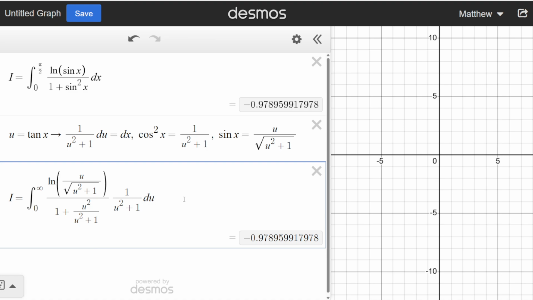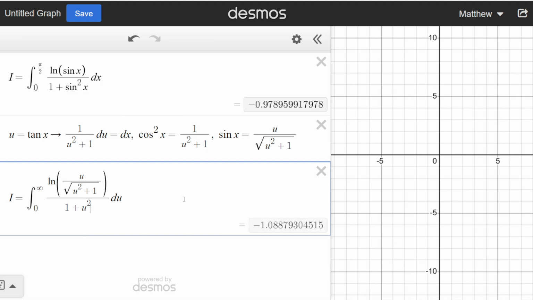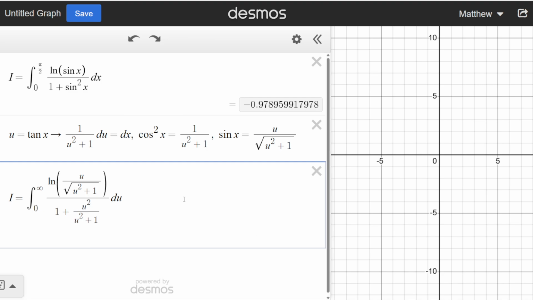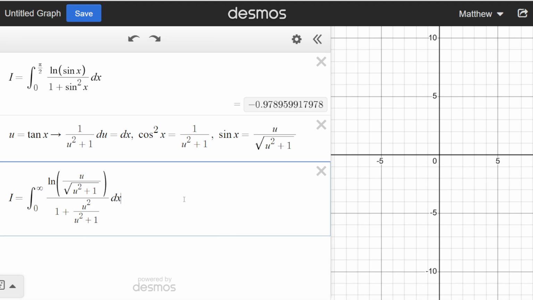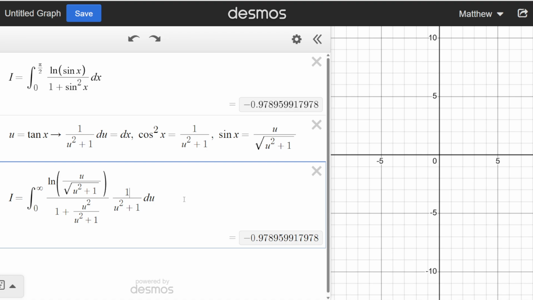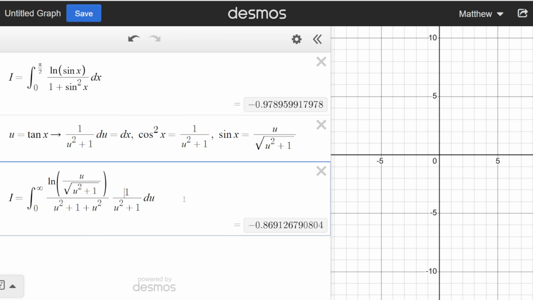So now let's clean this up a little bit. You see we can distribute this u squared plus 1 into the denominator. So let's do that. That's going to cancel this. And then we're just going to get a plus. What did we have? Sorry. Okay, so we're going to get a u squared plus 1, and then this. So that's just 2u squared plus 1.